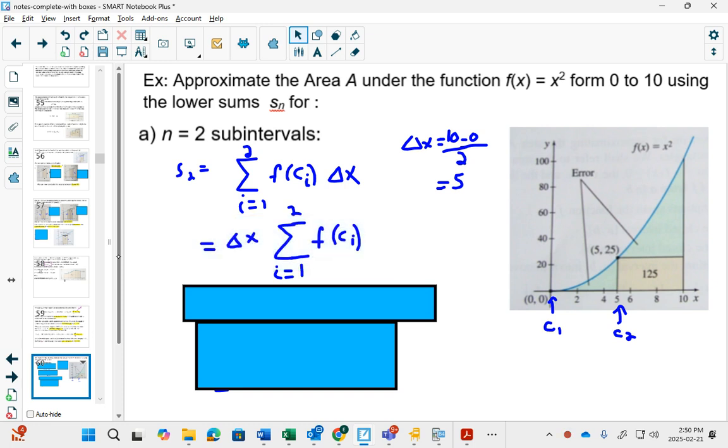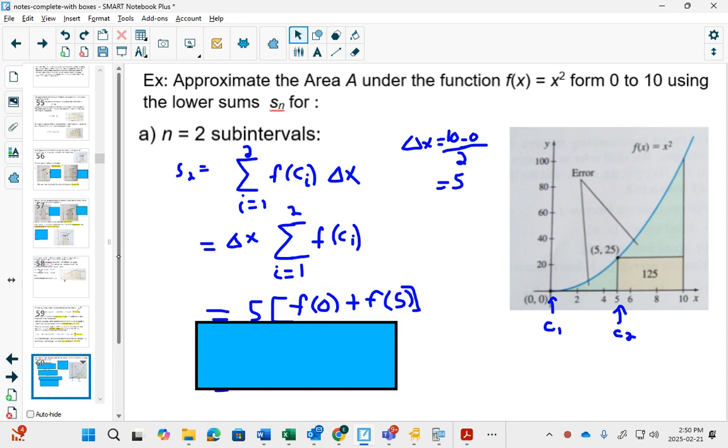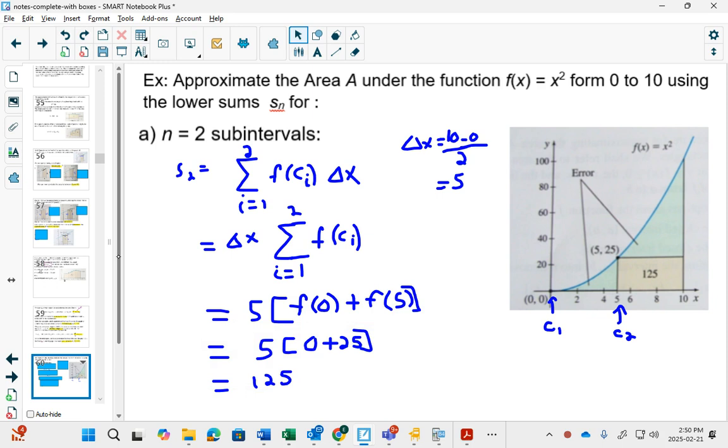The first rectangle, change of x is constant, right? So it's a constant. You can pull it out with properties of sums in front. So that 5. f of 0 happens to be 0. f of 5 is 25. We have an estimate of 125.